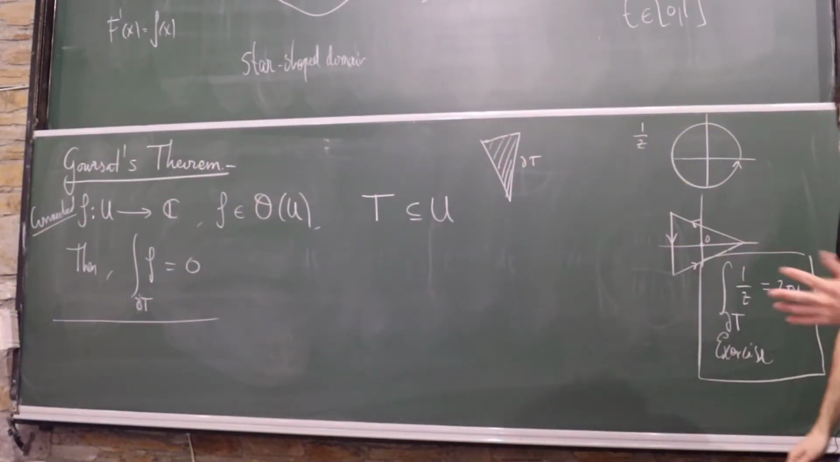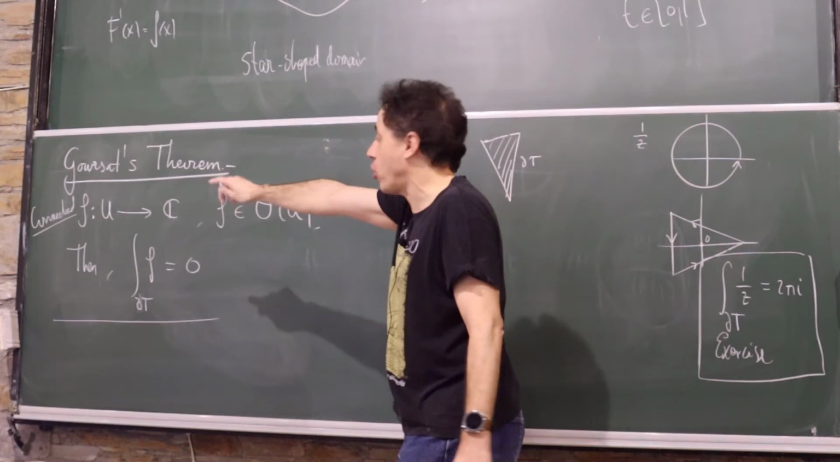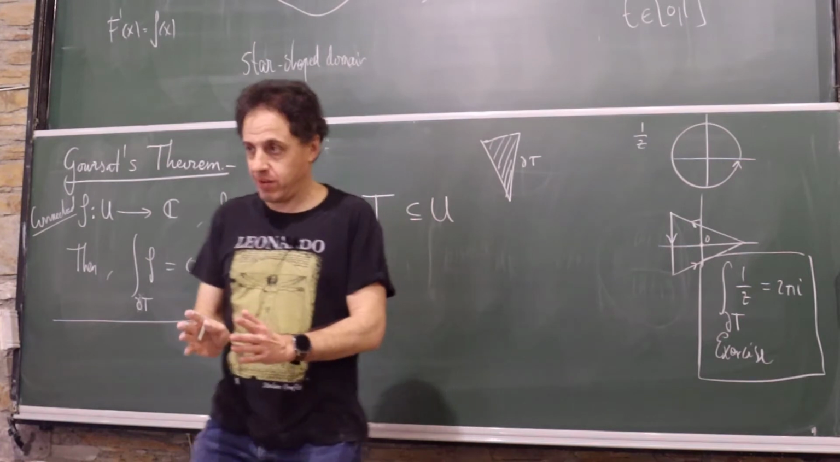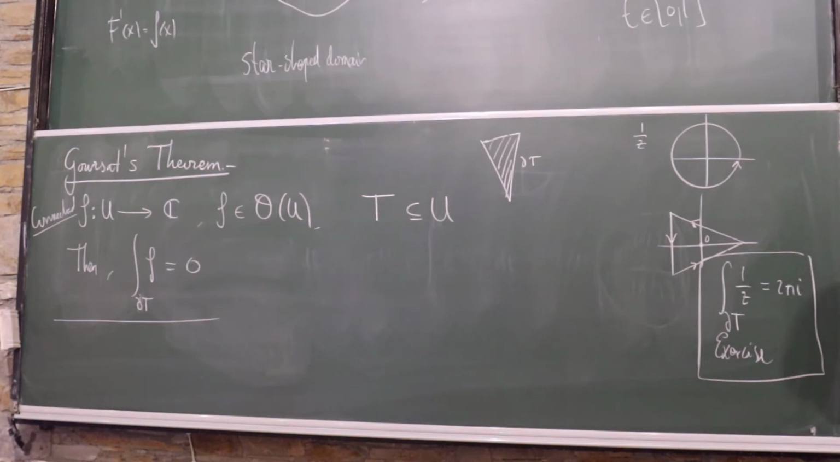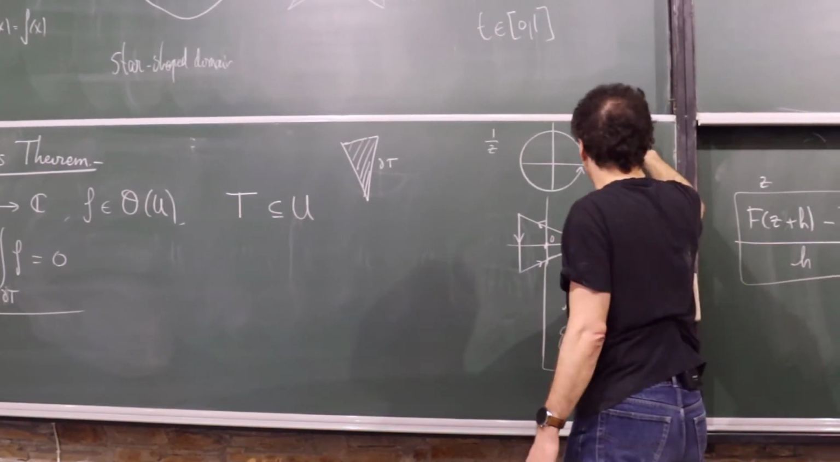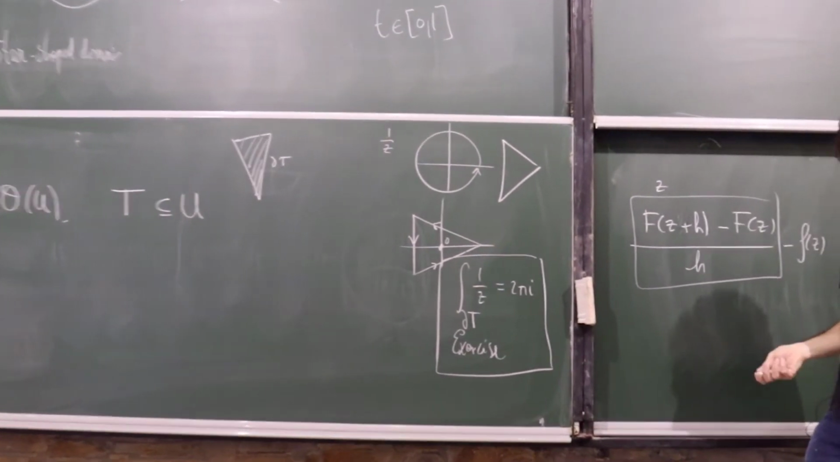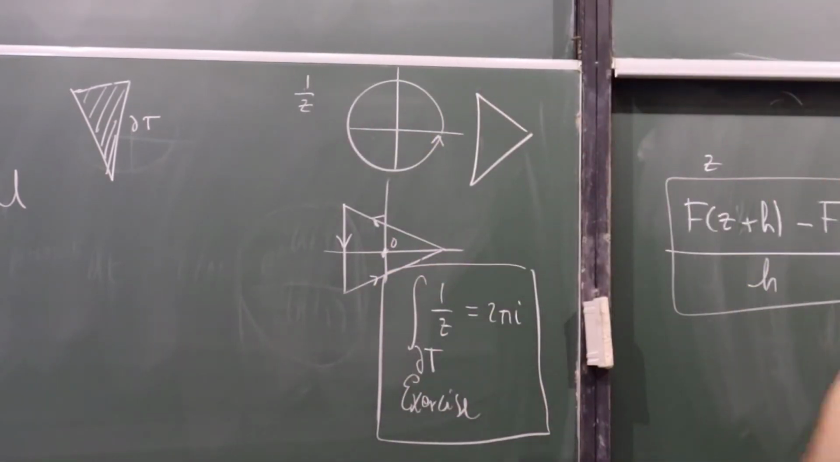So, if you have a holomorphic function in a connected domain, the integral along any triangle completely contained in the domain must be 0. This is not a triangle completely contained in the domain of the function 1 over z, because the point in the interior is not in the domain. Okay? Of course, if we integrate the function 1 over z along a triangle far from the origin, yes, the integral would be 0. But here it is not 0.